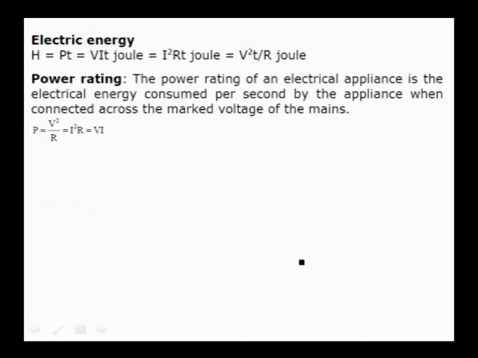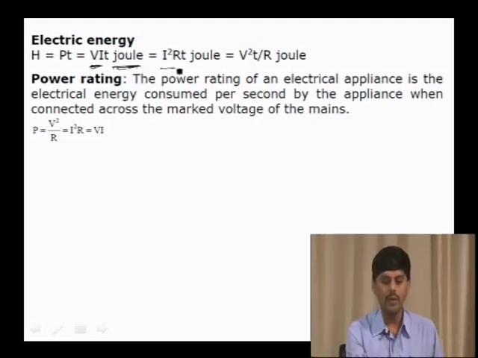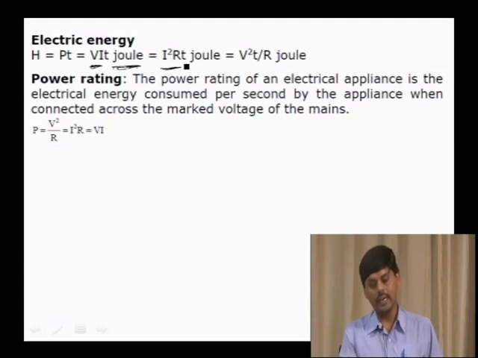Electrical energy means it is dissipated in the form of heat, which is given by H is equal to P T, power into time interval. Power can be written as voltage into current into T. It is expressed in joule. Suppose the value is expressed in terms of current, it can be written as I square R into T in terms of joule.